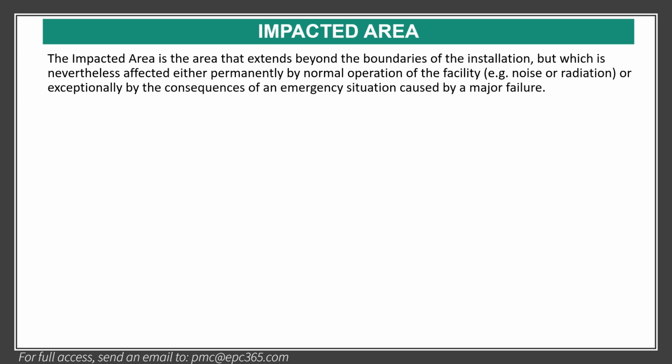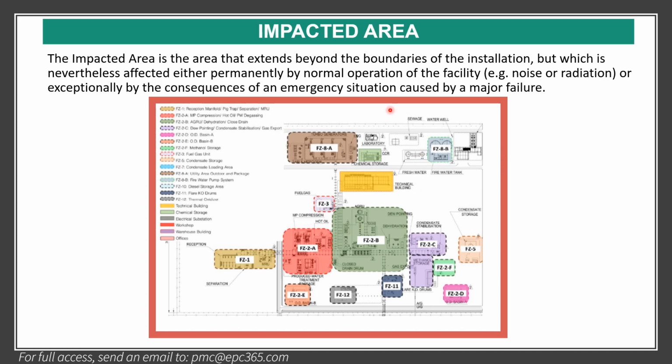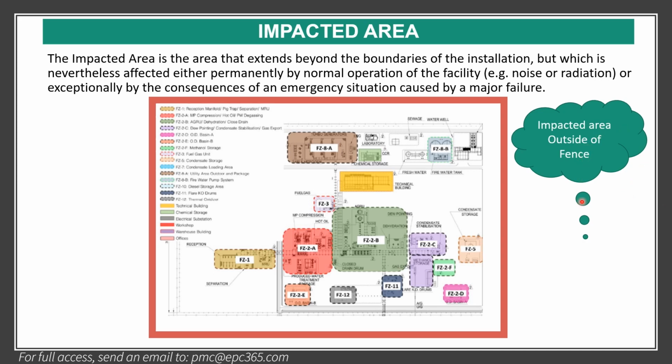Impacted area is those areas after the fence, for example here outside the fence. If there is an impacted area here, the public cannot build a building, because if there is a release here, there might be toxicity for the people, so they are not allowed to build a building in the impacted area.